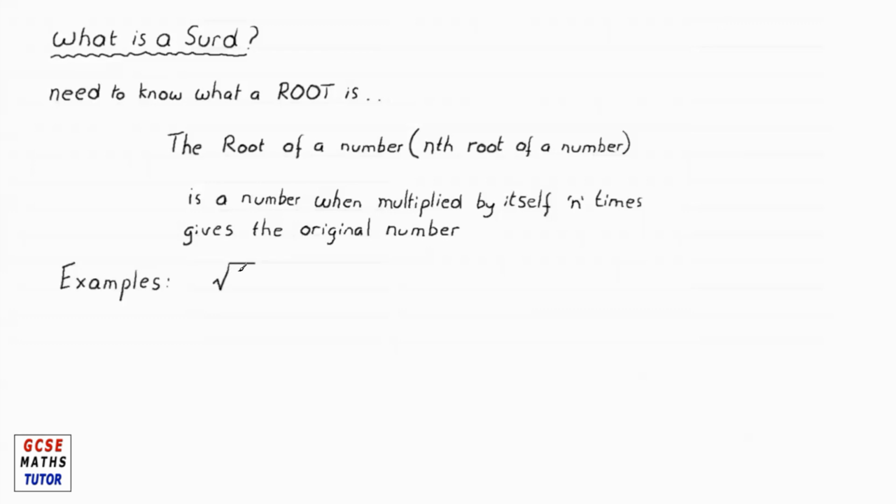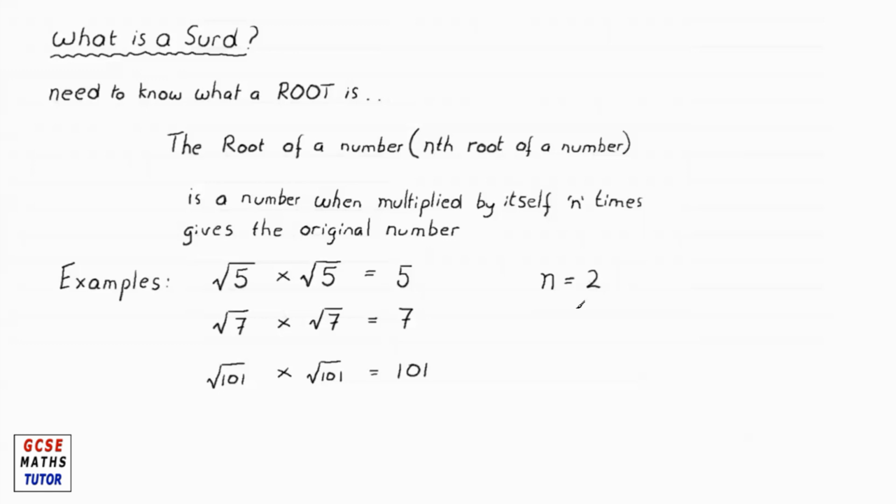So the square root of 5 times the square root of 5 gives 5. The square root of 7 times the square root of 7 gives 7. The square root of 101 times the square root of 101 gives 101. In each case, n equals 2. The square root should be signified by a small 2 inside the tick of the root sign, but this is often omitted. So to summarize, the square root of x times the square root of x gives x.